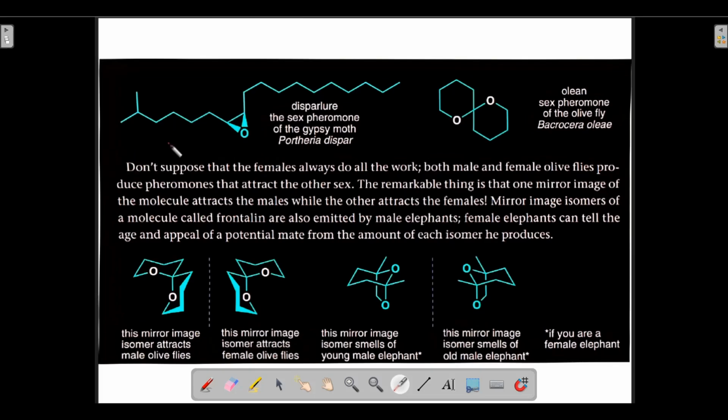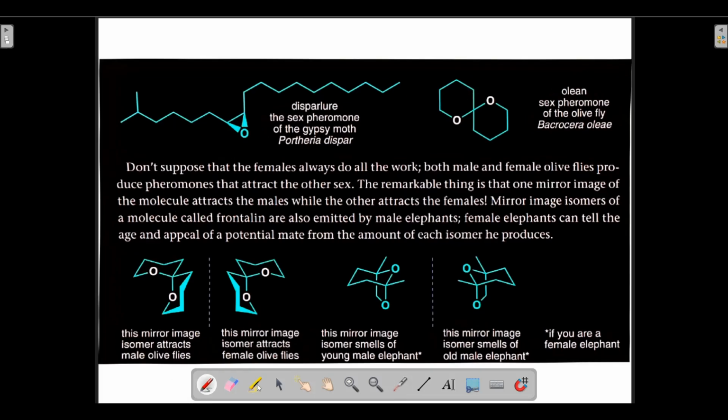Now, this was an example where the female gives out the pheromone: disparlure is an example of a sex pheromone given out by the female. But this olean is given out by both male as well as female. So let us see.